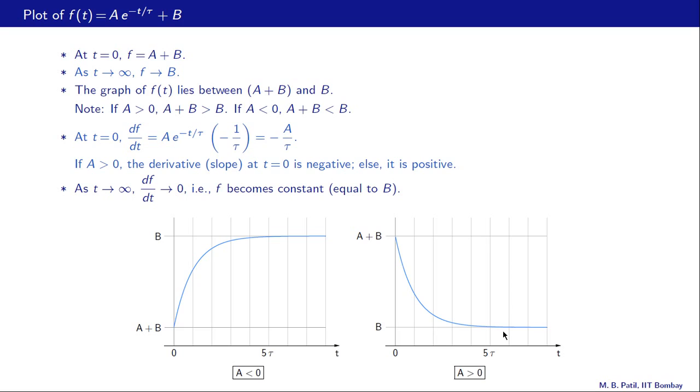What about the slope at t equal to 0? If a is positive, then the derivative at t equal to 0 is negative, and that is indeed what we observe over here. There is a negative slope here at t equal to 0. And after 5 time constants, the function becomes constant, and that is equal to b, as we expect. And of course df dt becomes equal to 0.